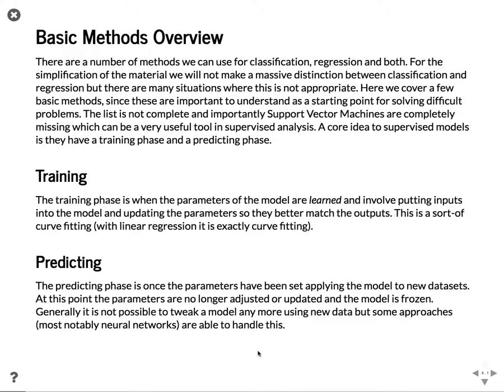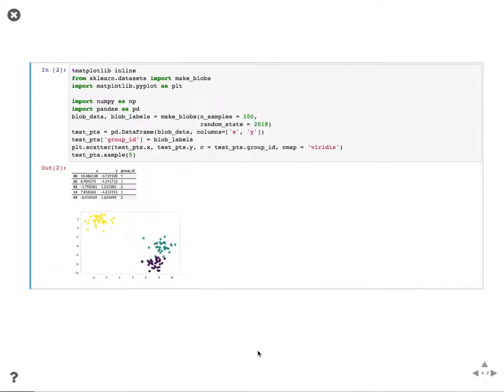One of the notable exceptions to this is the whole area of neural networks, where you can continuously train models, start and stop, and update them with single points, and they have better ways of dealing with this.